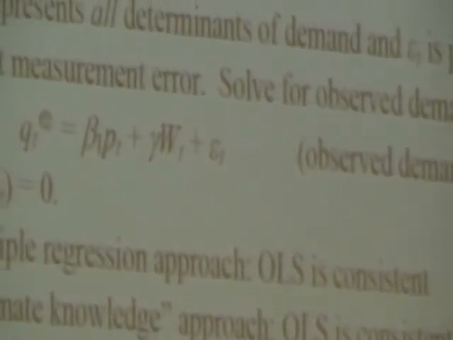And then the point is that by being able to observe all of these W shifters, we no longer have any error in the demand curve. So what we are effectively doing is holding the demand curve constant so that all of the movements are going to be along the supply curve. And so there's two ways to do that.